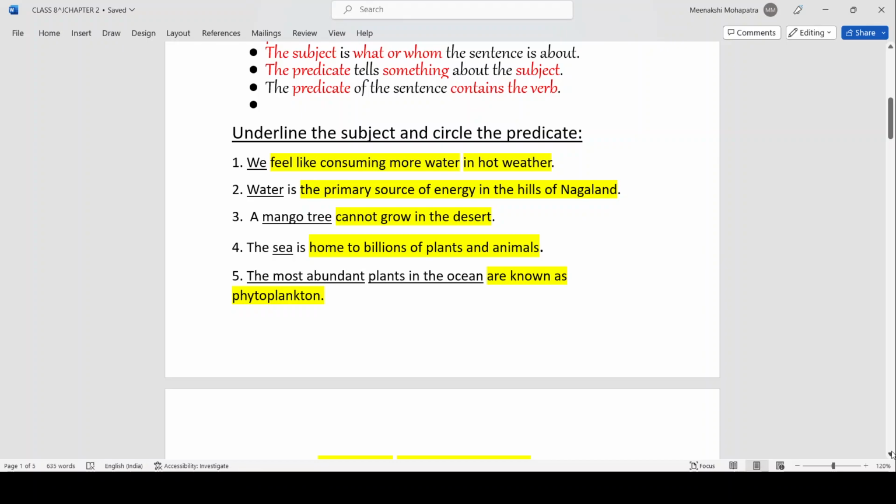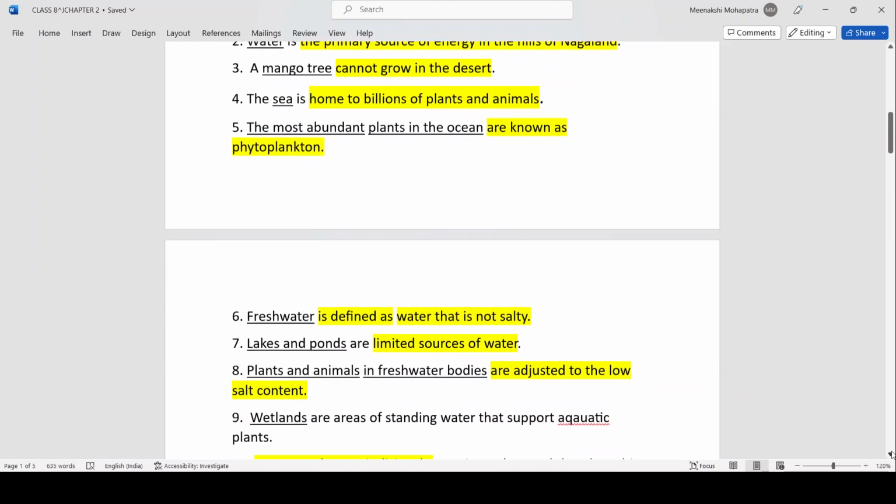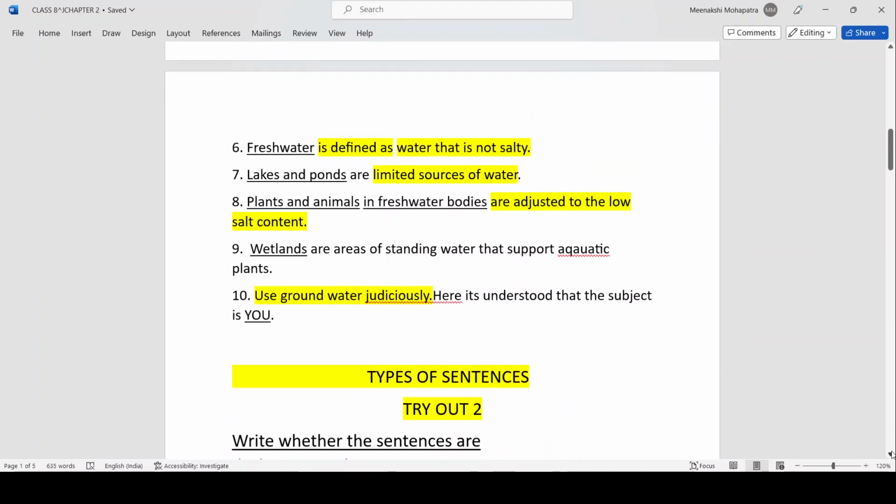Number 5. The most abundant plants in the ocean are known as phytoplankton. What are we talking about? The subject is the most abundant plants in the ocean, and are known as phytoplankton is the predicate. Number 6. Fresh water is defined as water that is not salty. Now, what are we talking about? We are talking about fresh water. So, fresh water is the subject. Is defined as water that is not salty is the predicate.